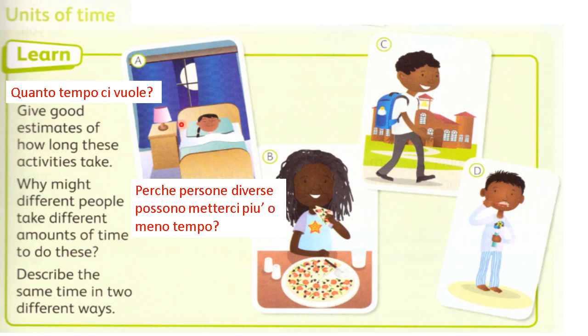So, maybe I eat my pizza faster than you do. Or maybe my pizza is bigger. Think of other reasons for the other activities. Finally, describe the same time in two different ways. For example, 1 hour or 60 minutes.